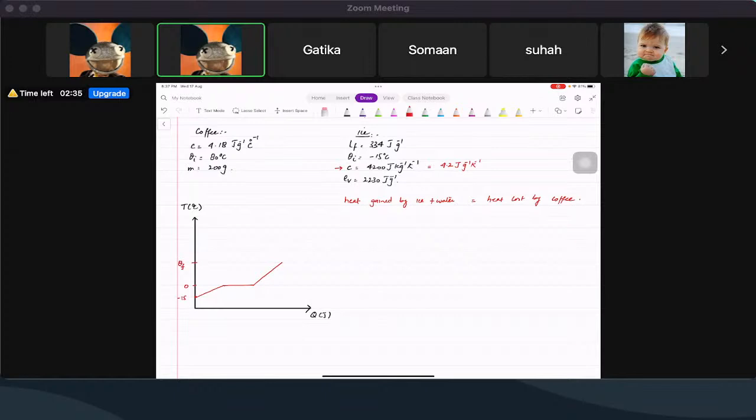Whereas for coffee, I'm going to use another color. Coffee was at 80 degrees, and coffee does not melt or do anything else. It just reduces its temperature to that equilibrium. So this is for coffee, and this is for ice. Is it clear? Let me write ice here and water here. Now I can see for ice, I need to use mc delta theta here. I need to use LF times m here. And for water, I need to use mc delta theta here. Any questions?